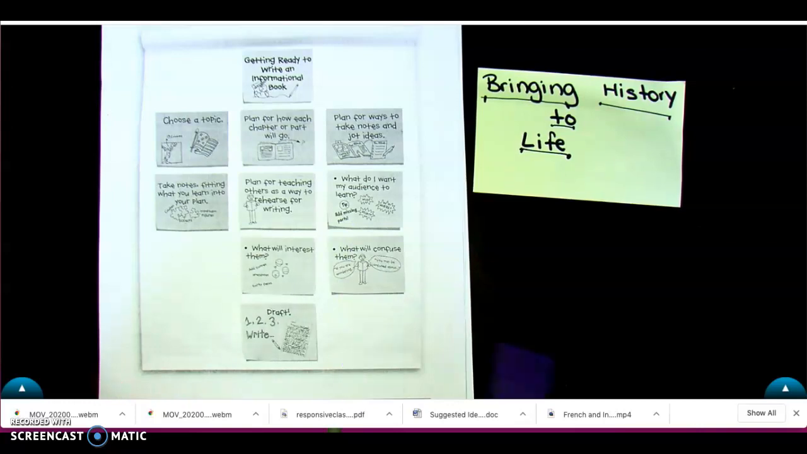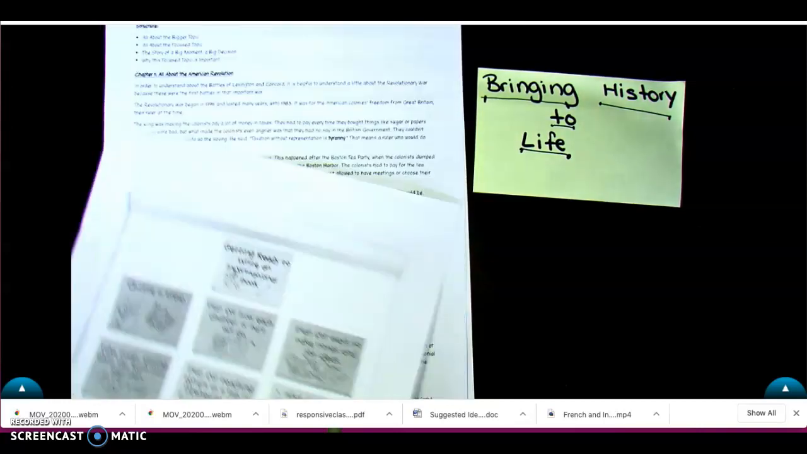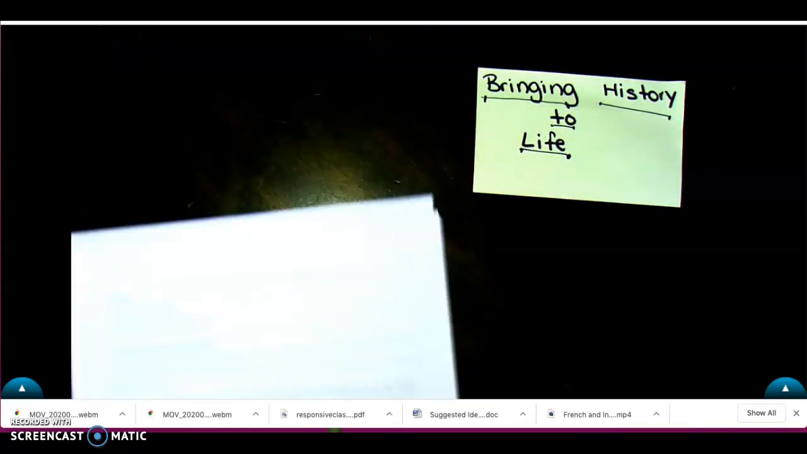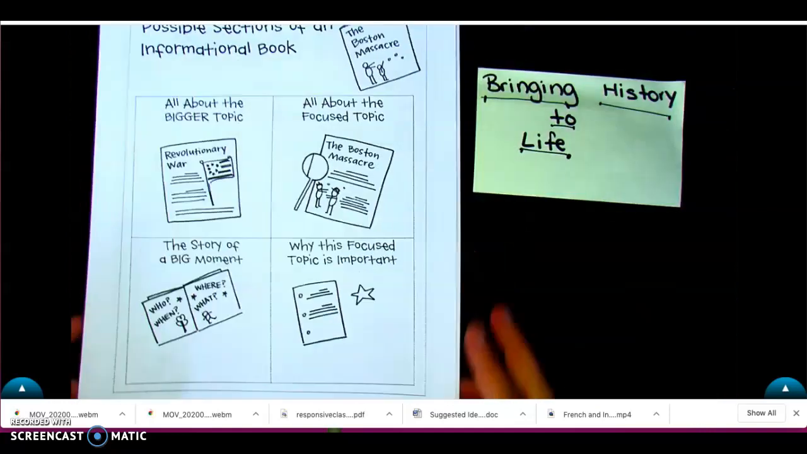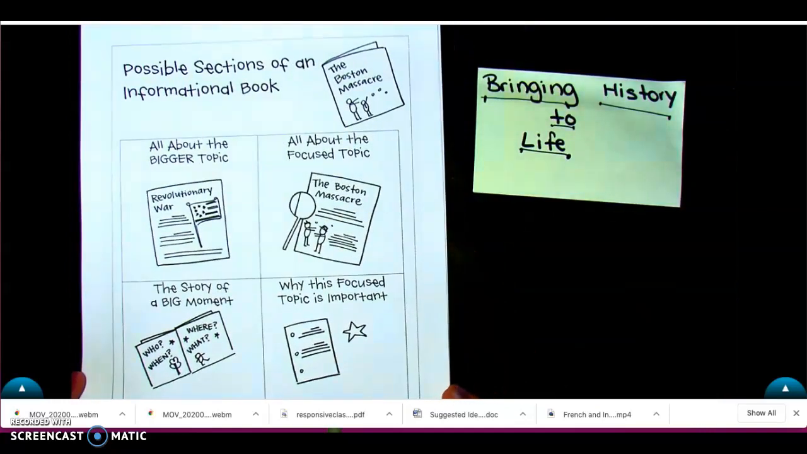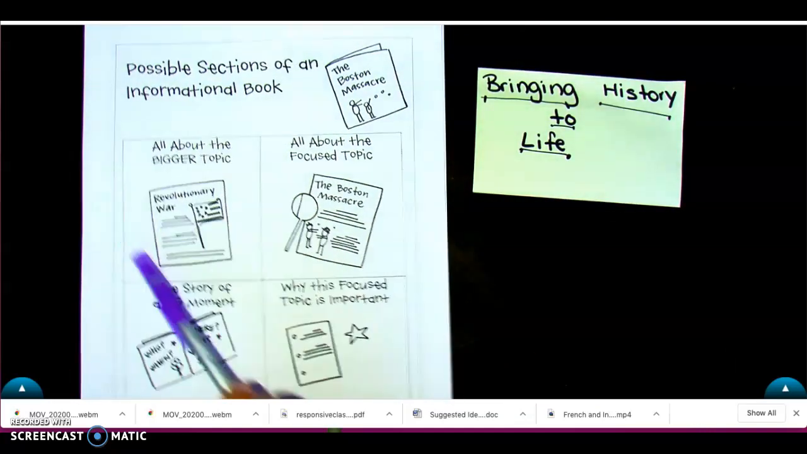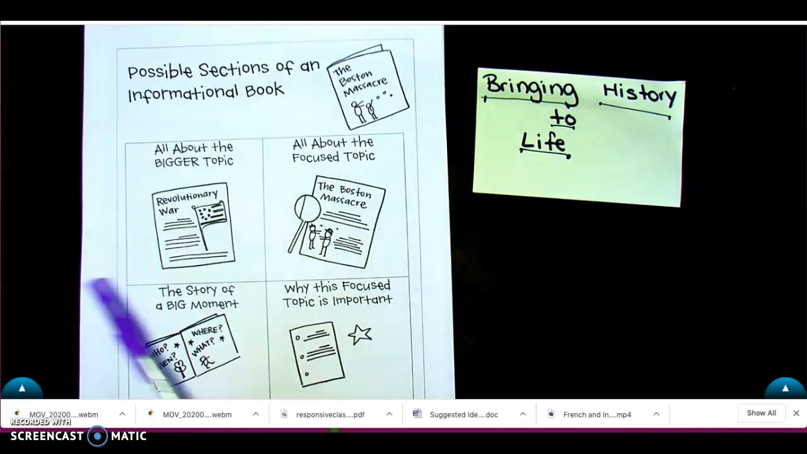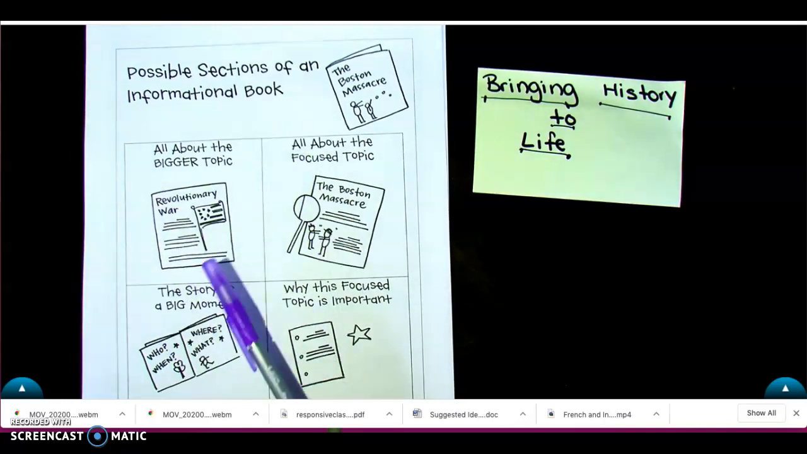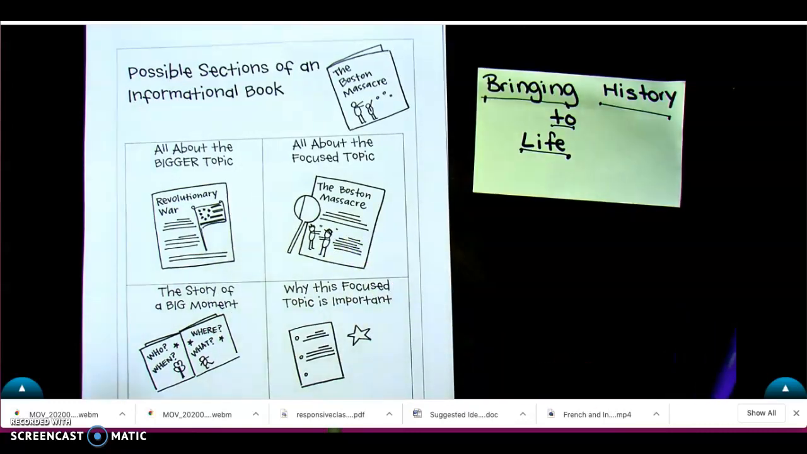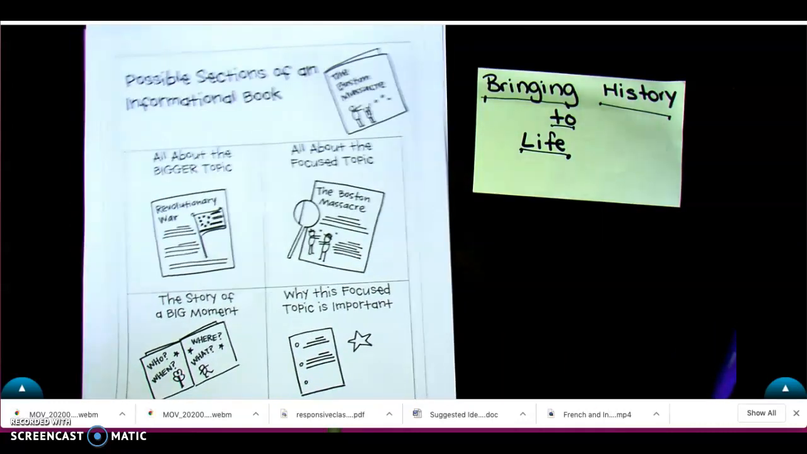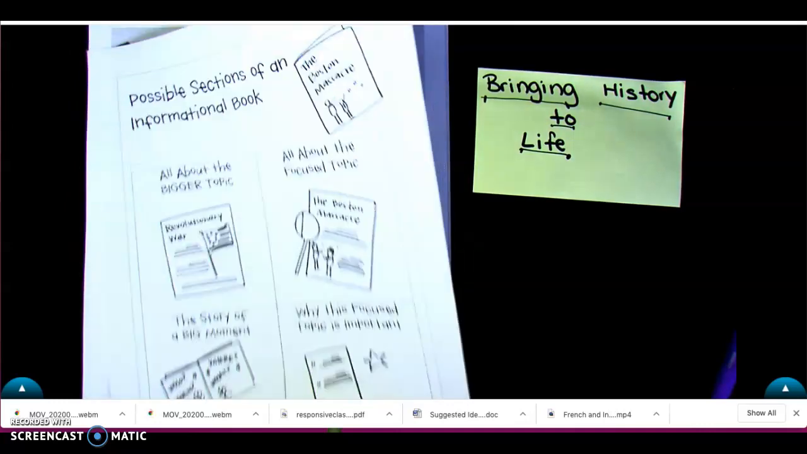Okay, then we are going to be, so this is the structure of how their book will look. Okay, so the first chapter is going to be all about the bigger topic. So their first chapter is actually going to be all about the American Revolution. Chapter 2 is going to be more of a focused topic. So they're going to look for a subtopic within the American Revolution to focus on.